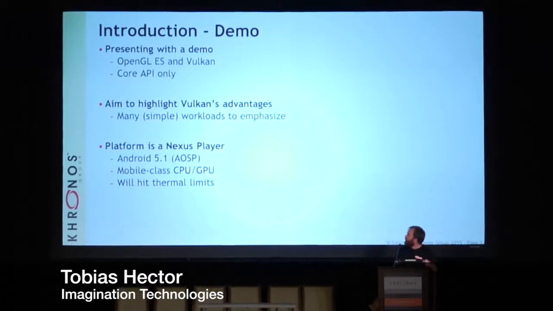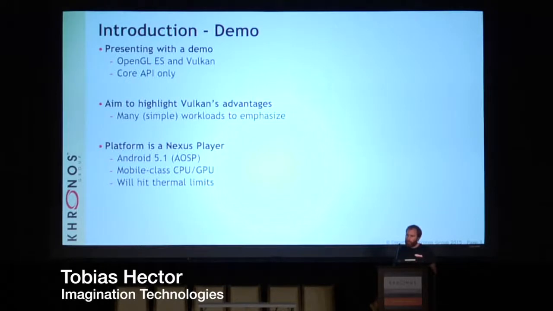I'm also going to be presenting with a demo, which is implemented in both OpenGL ES and Vulkan, and it's using only the core API. There's no extensions in either of these demos. The aim is mostly to highlight Vulkan's advantages over OpenGL ES, and we're doing that by applying many simple workloads. So we're not using anything like instancing or multi-draw indirect or anything like that.